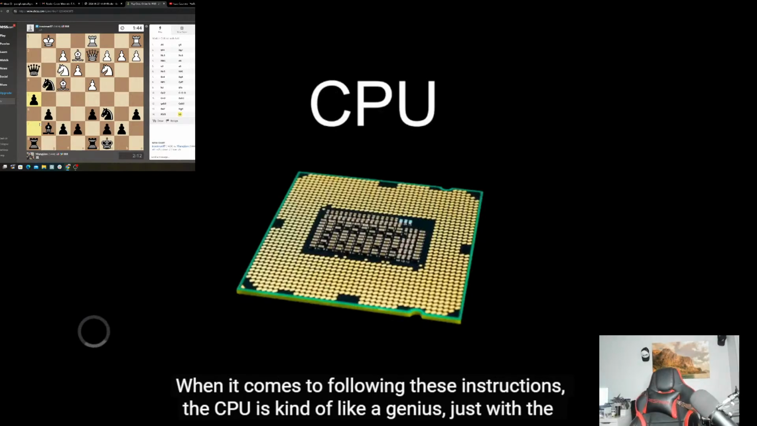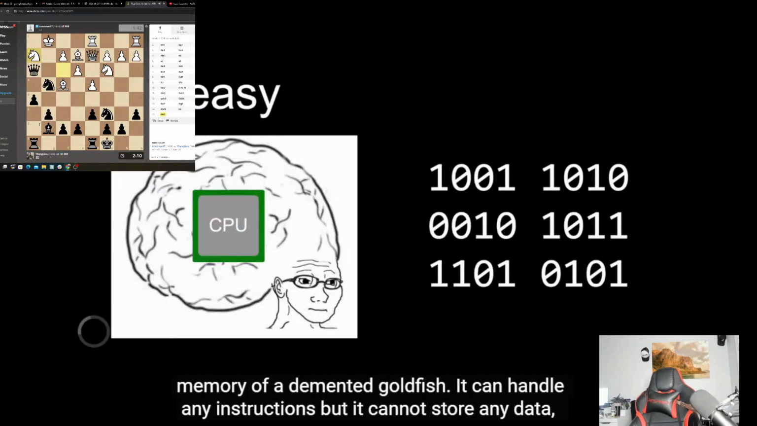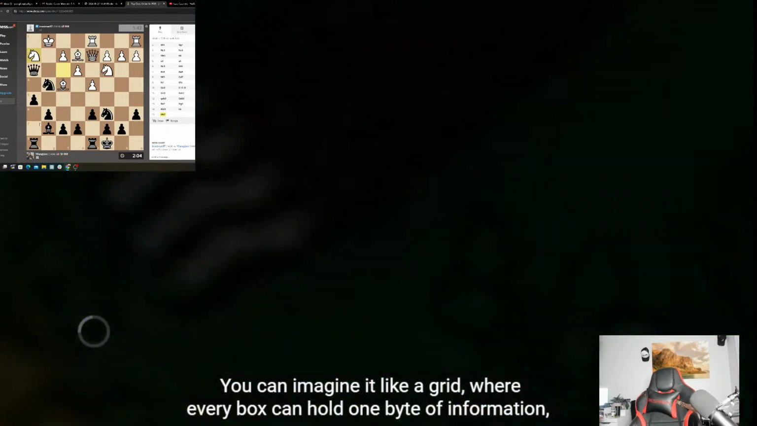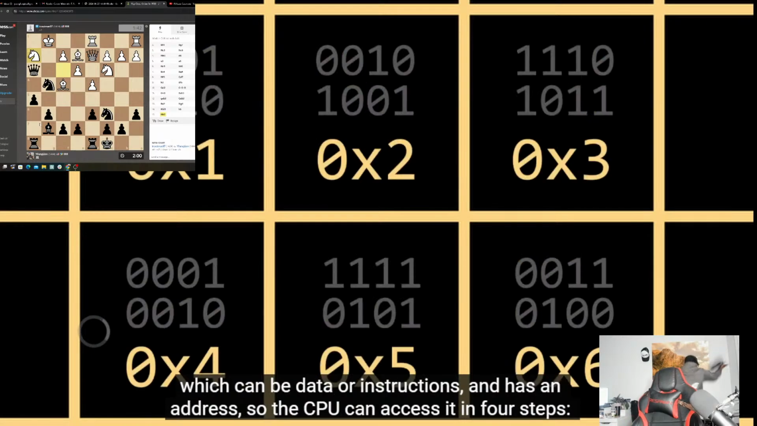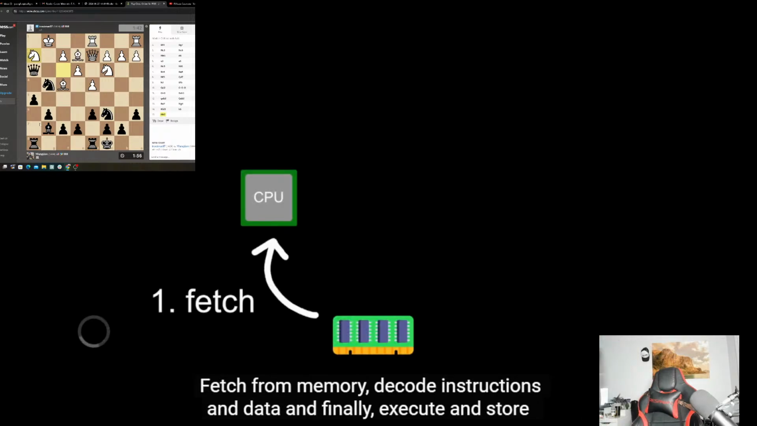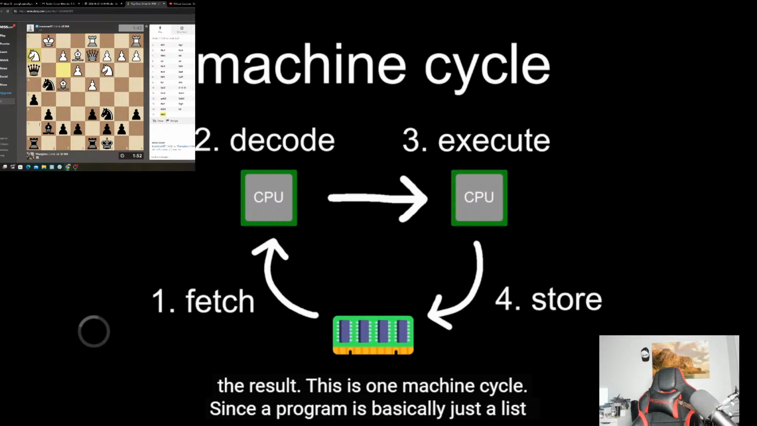When it comes to following these instructions, the CPU is kind of like a genius, just with the memory of a demented goldfish. It can handle any instructions, but it cannot store any data, so it's only really useful with random access memory, or RAM. You can imagine it like a grid, where every box can hold 1 byte of information, which can be data or instructions, and has an address so the CPU can access it in 4 steps. Fetch from memory, decode instructions and data, and finally execute and store the result. This is one machine cycle.